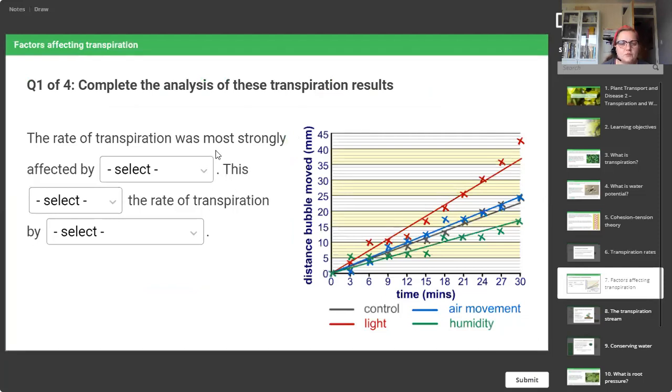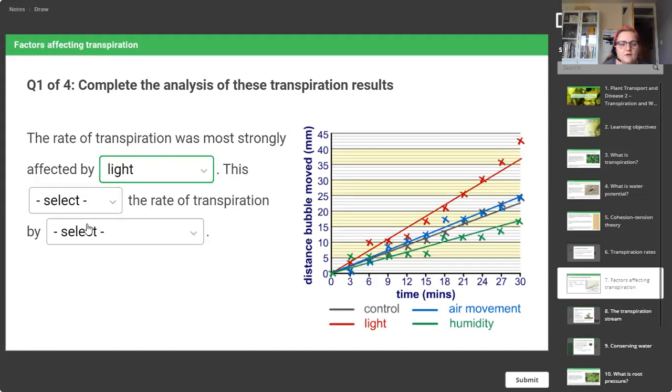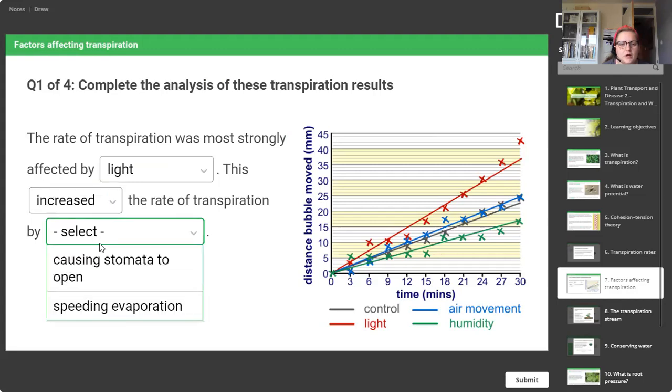So the rate of transpiration was most strongly affected by, as we can see from this diagram, light. This increased the rate of transpiration by causing some stomata to open.